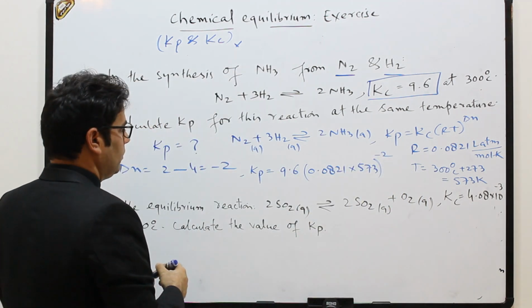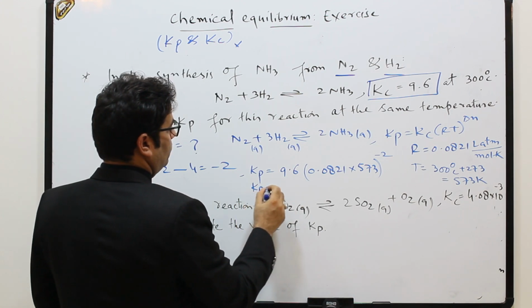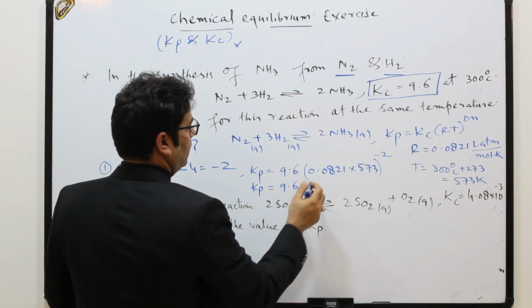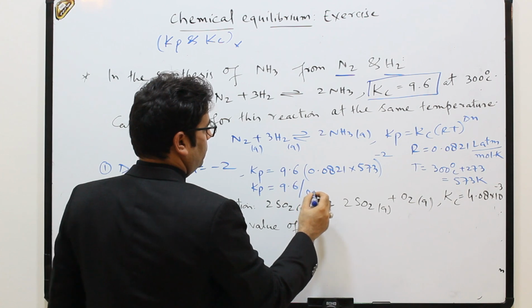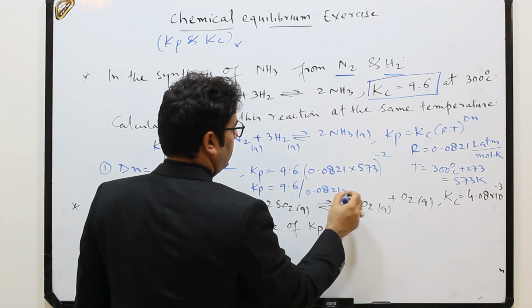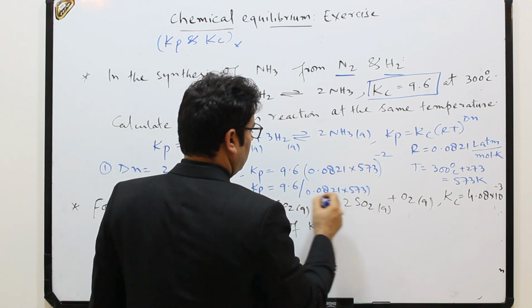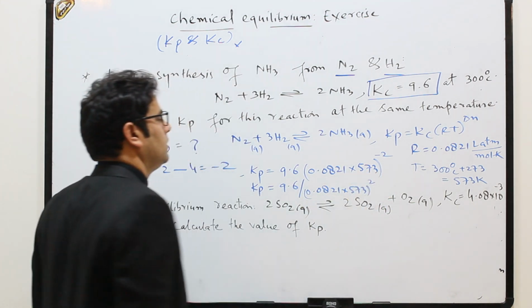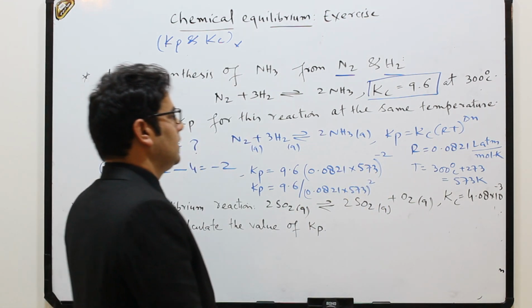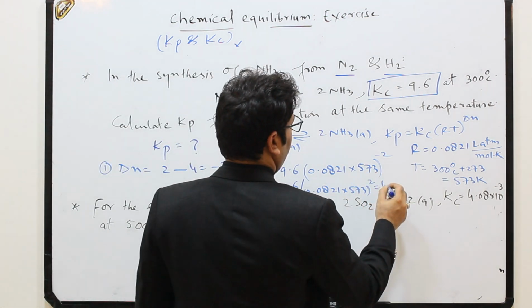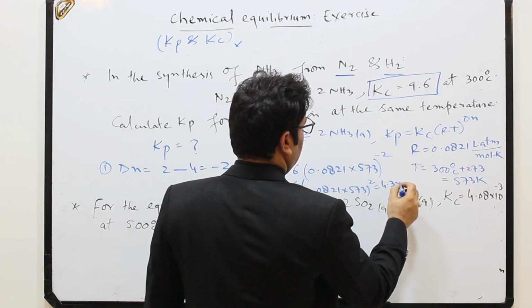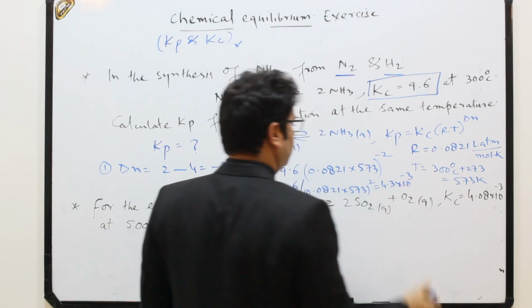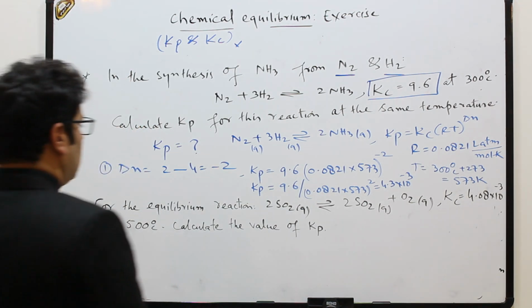So we will have Kp equal to 9.6. You can divide it by 0.0821 into 573. In this way it will become positive. You will get the answer. The answer will be 4.3 times 10 to the power minus 3. This will be the answer.